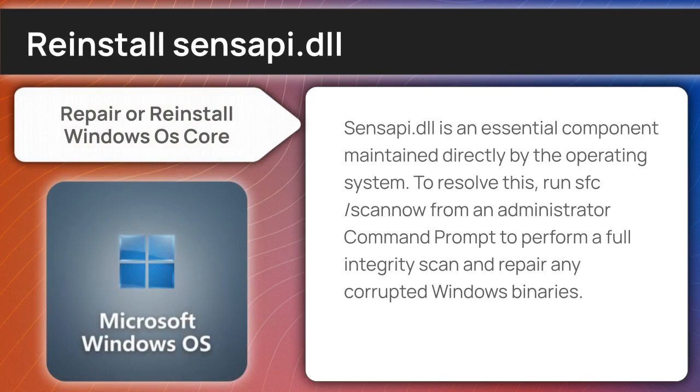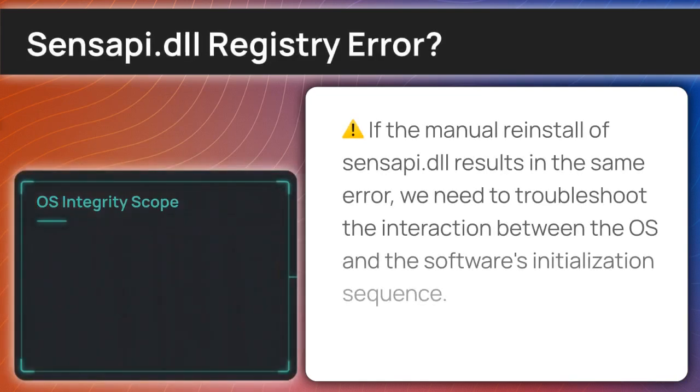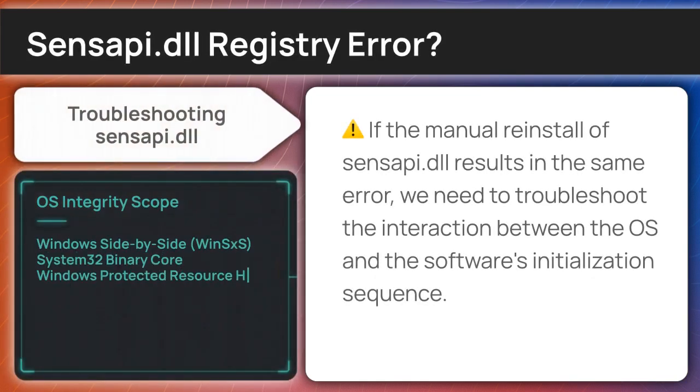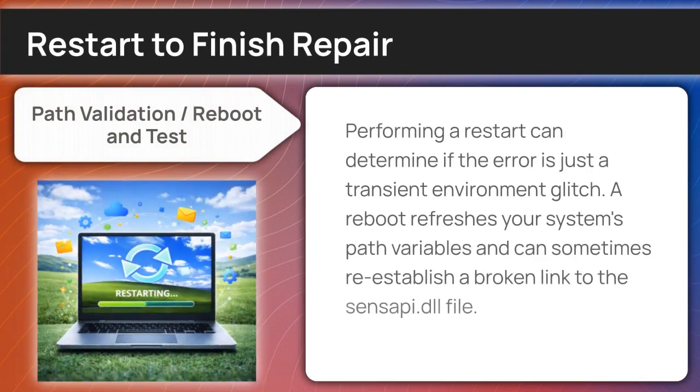To resolve this, run sfc /scannow from an administrator command prompt to perform a full integrity scan and repair any corrupted Windows binaries. In cases where the official installer remains ineffective, we must escalate to a manual review of your system's active runtime state. If your system has been running for an extended period, a reboot might be necessary to resync your background processes and clear any temporary locks on the Sensapi file.